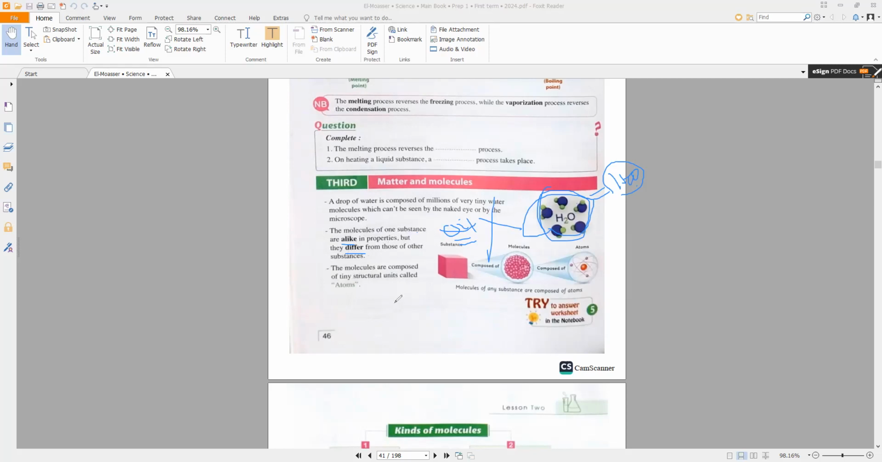After this, the molecules consist of atoms. So the substance or matter consists of molecules, and the molecules consist of atoms.